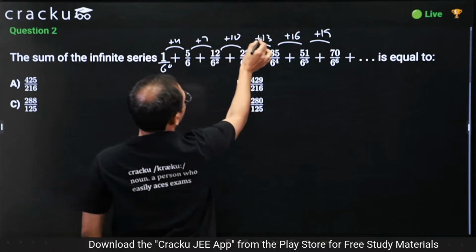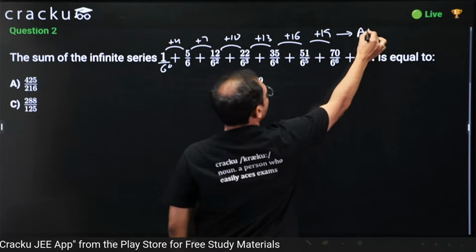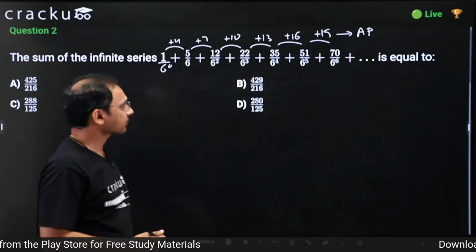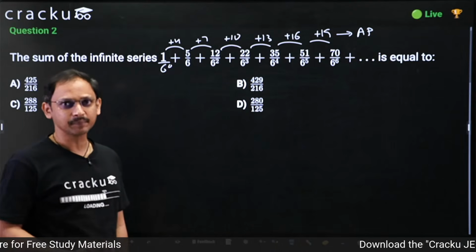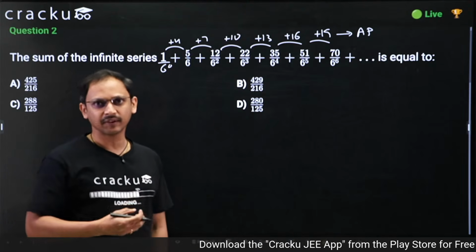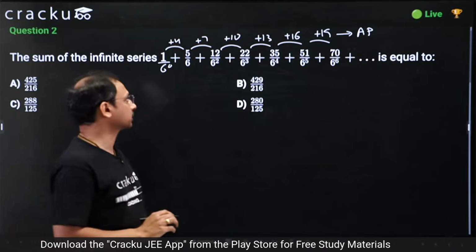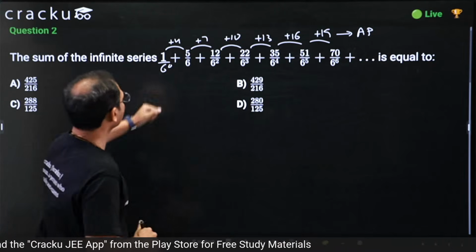Plus 3, plus 3, plus 3, plus 3. The differences themselves are in arithmetic progression. So it is not an AGP, but half the progression is AP, and the remaining part, the difference, instead of being a constant, the differences themselves are in arithmetic progression. So if you have such a problem, what to do?